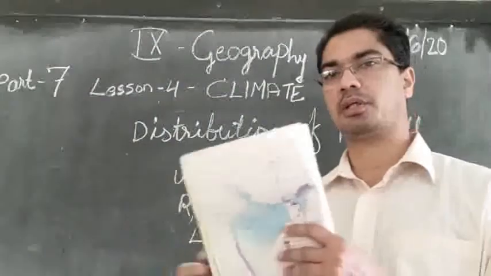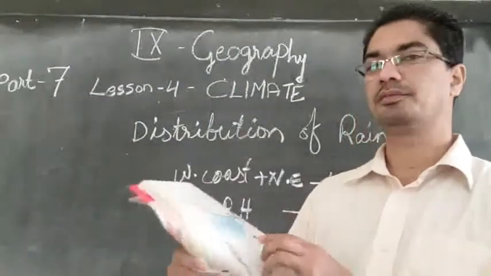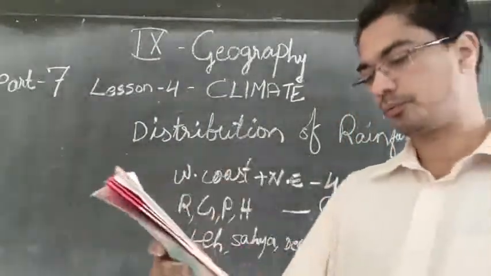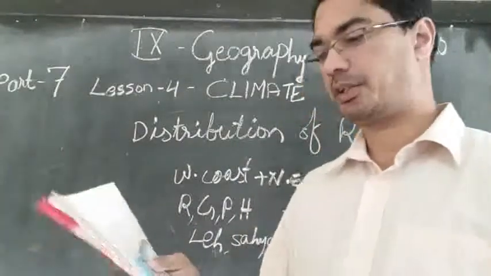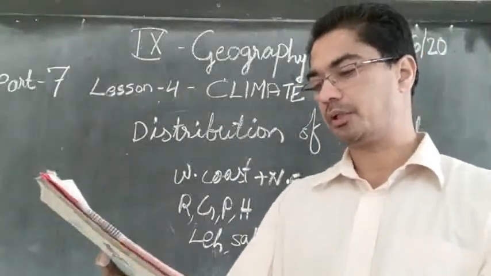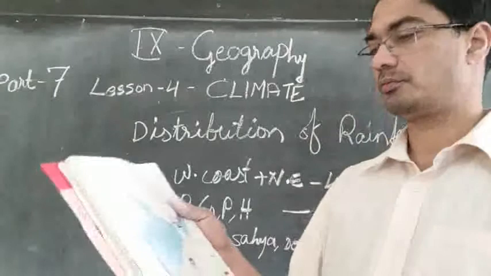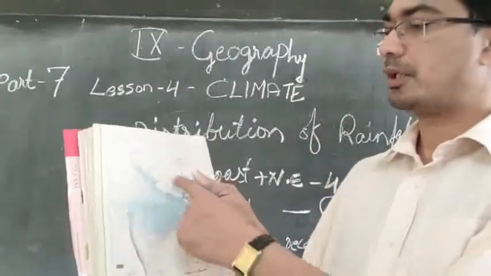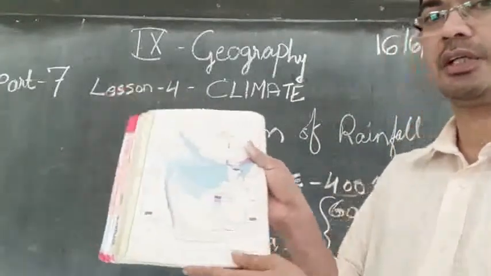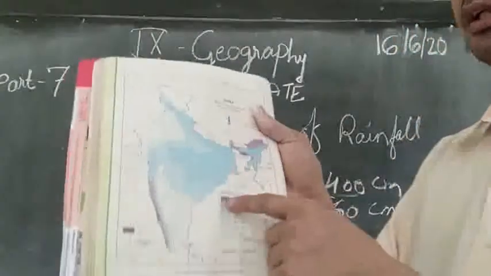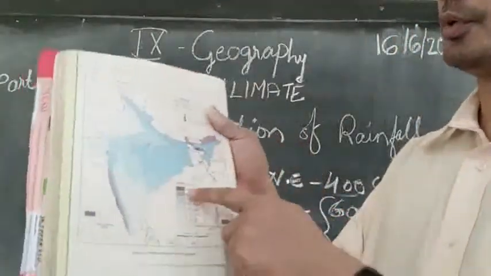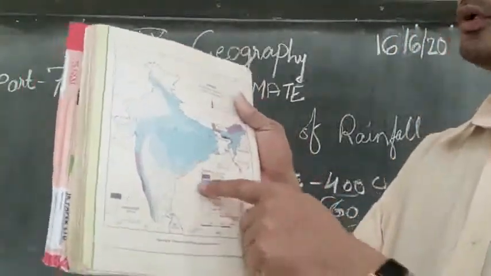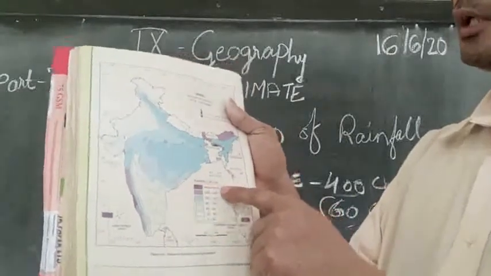And you can see the picture also. There are two maps in page number 36 and 37. In the 36 it is given seasonal rainfall. So you can see different colors are given in the India map and that is showing the rainfall. In the column it is given what is the significance of each color.